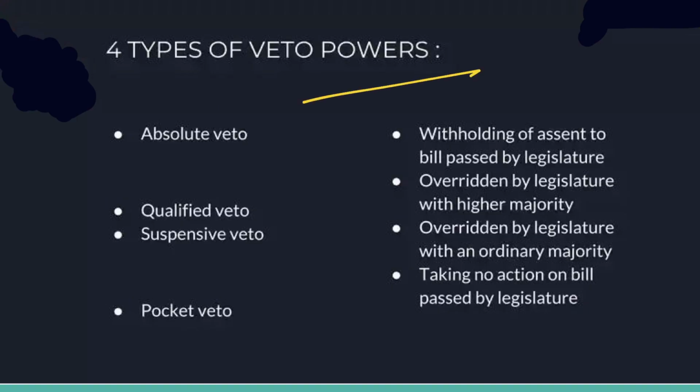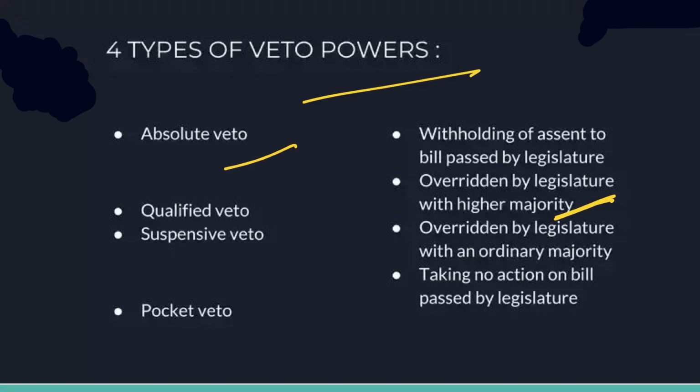Veto power of the President. We have already discussed that the President has 3 choices on a bill. He can give his assent, he can withhold the bill, or he can return the bill if it is not a money bill. In this case, the veto power is enjoyed by the President. First is absolute veto. In absolute veto, the President can withhold the assent of the bill that is passed by the legislature. Next is qualified veto. Qualified veto can be overridden by the legislature with a higher majority.